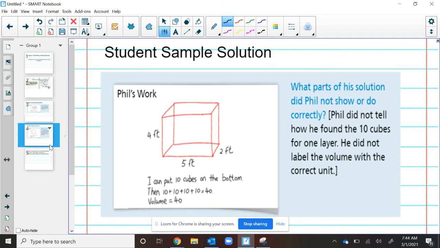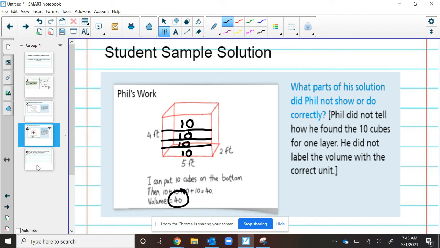Let's look at Phil's work. So Phil said, I can put 10 cubes on the bottom. So he did length times width to get 10. Then he did repeated addition, 10 plus 10 plus 10 plus 10, to get 40, but he just added the height. So he took 10 pieces on the bottom and just kind of stacked them. So 1, 2, 3, 4. He said, this is 10, this is 10, this is 10, this is 10, and then added them to get his 40.